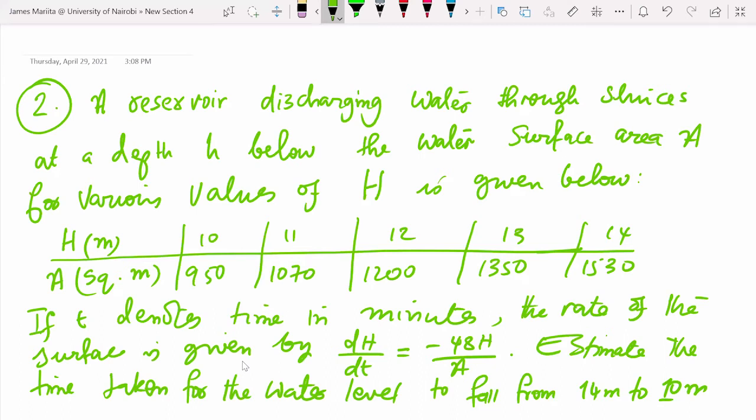H is given below. So we have the height in meters, then the area in square meters. You have that table there, where H goes from 10 to 14, and the area goes from 950 square meters to 1530 square meters. If T denotes the time in minutes, the rate of fall of the surface is given by that formula. This is the formula that we have.